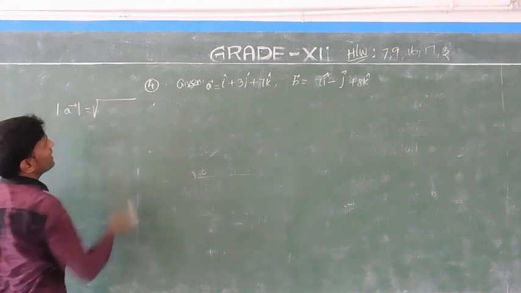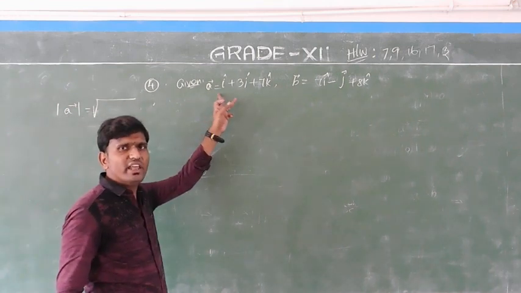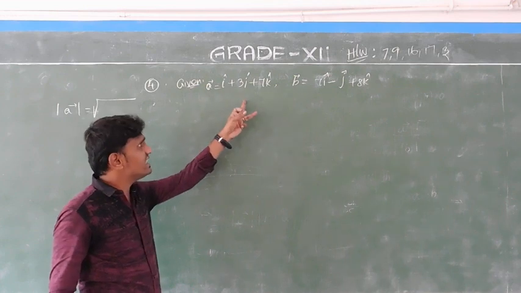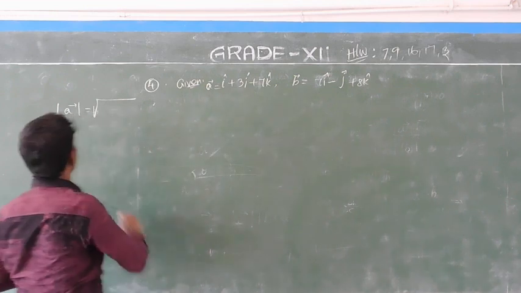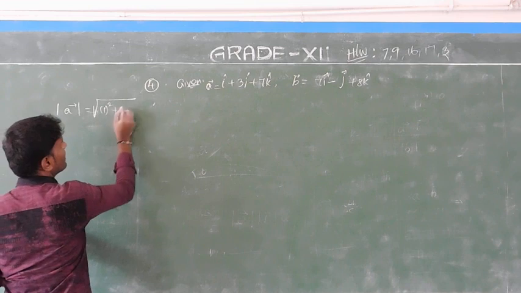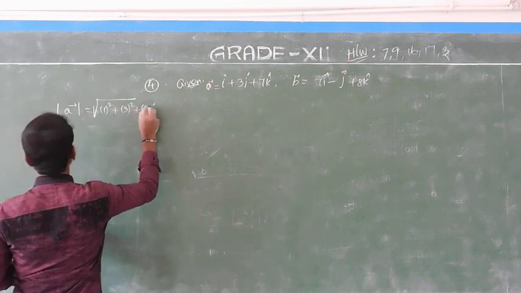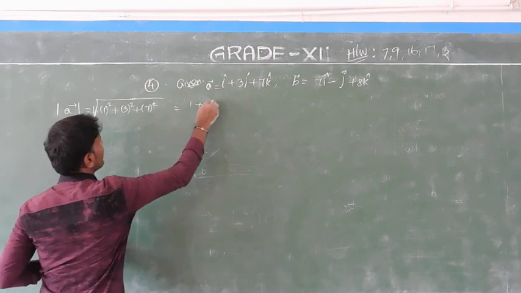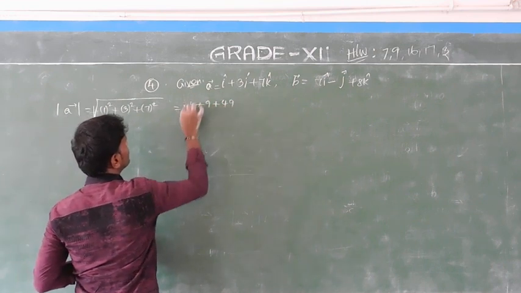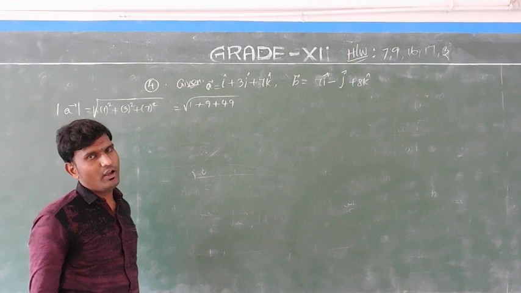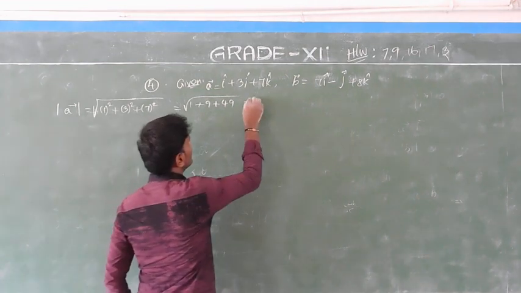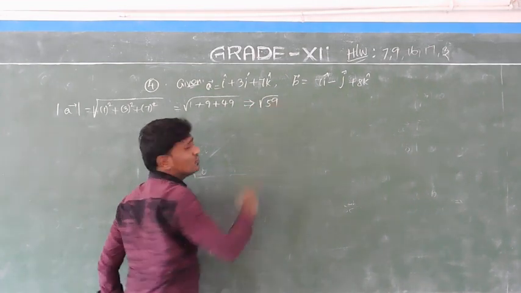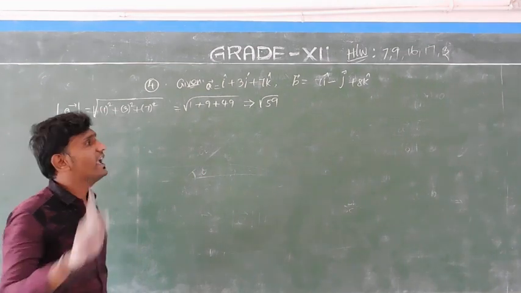So modulus of a means how far? See, what is the given a vector? i plus 3j plus 7k. So for the modulus we take 1 the whole square plus 3 the whole square plus 7 the whole square. So 1 square is 1, 3 square is 9, and 7 square is 49. So what will come? 49 plus 1 is 50, plus 9 is 59. So square root of 59 is your magnitude of a vector.